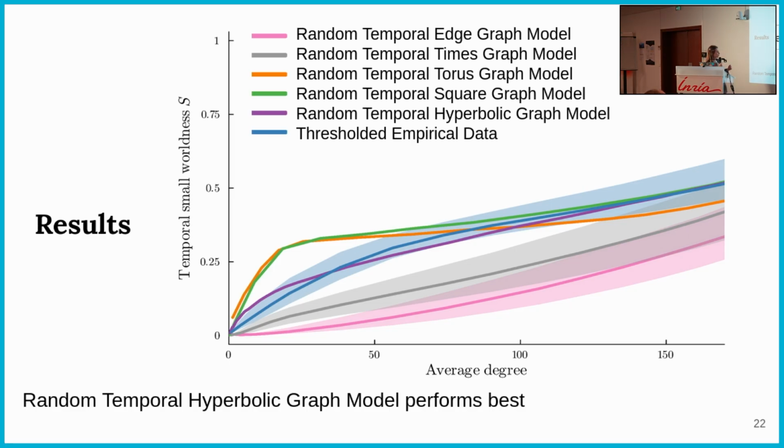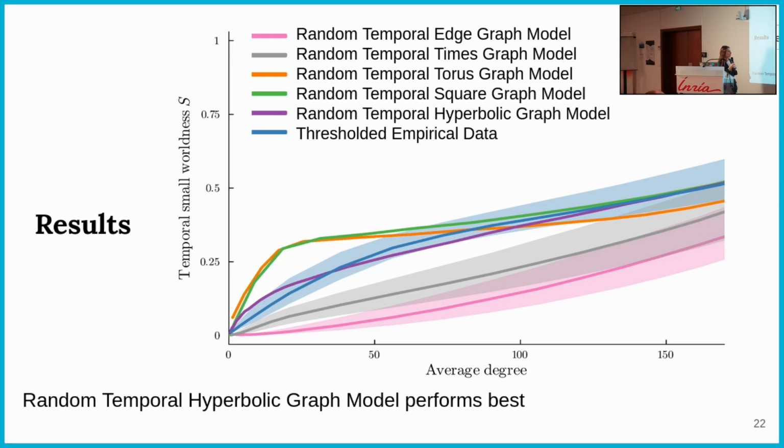That is the reason why we computed the temporal small worldness for different average degrees, because these average degrees were created by choosing different threshold values. And you can see in pink and gray the two models from the literature. So this is the Bassett model. Then in green and orange there are the two geometric models on the square and on the torus. And then the purple model is the hyperbolic graph model.